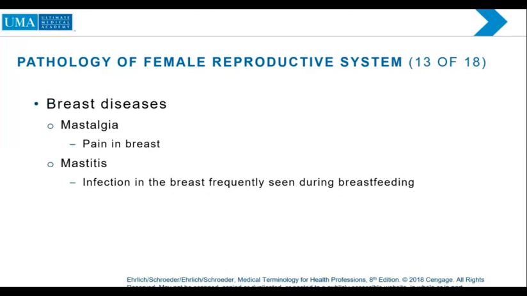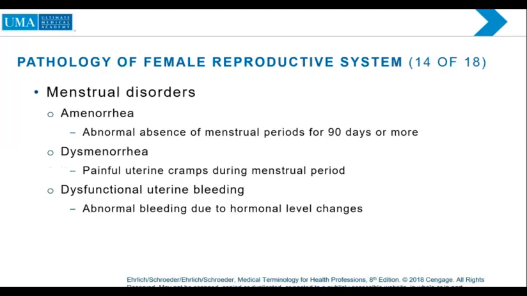Mastalgia is pain in the breast. Mastitis is infection in the breast, frequently seen during breastfeeding. Amenorrhea is abnormal absence of menstrual periods for 90 days or more. Dysmenorrhea is painful uterine cramps during menstrual period. Dysfunctional uterine bleeding is abnormal bleeding due to hormonal level changes.